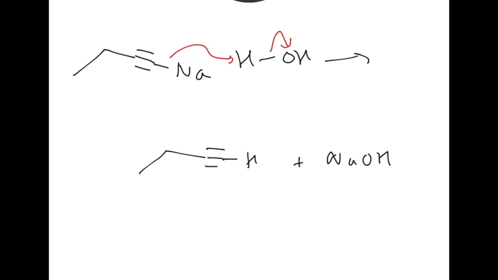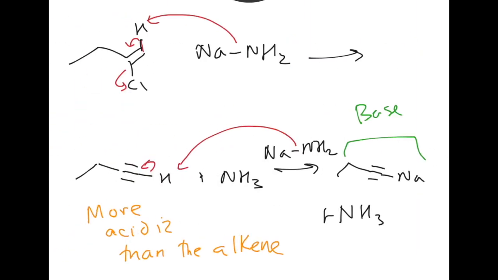So as soon as you make that alkyne, the base reacts with it. So you can never just go from vinyl halide to terminal alkyne because the terminal alkyne is going to react. So you have to add that water as a second step to get your hydrogen back.